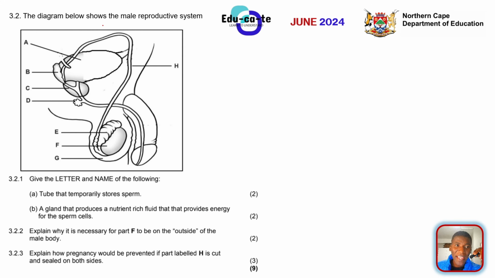So now here, they say the diagram below shows the male reproductive system. You can see it. So now, give the letter and the name of the following. I'm sure now you guys know definitely how to label this. Probably you see it in reality. So now, give the letter and the name.